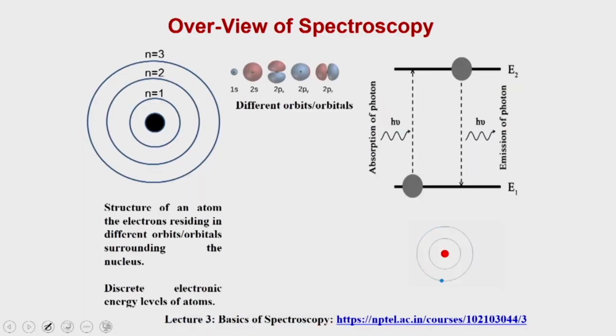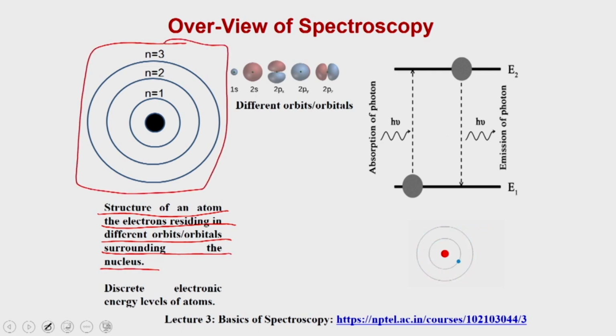Now, the question comes, why are different molecules absorbing differently? If you see the structure of an atom, the electrons are residing in different orbits surrounding the nucleus. This is a typical structure of an atom, where the central part is the nucleus in which the protons and neutrons are present, whereas these are the different shells where the electrons are present.